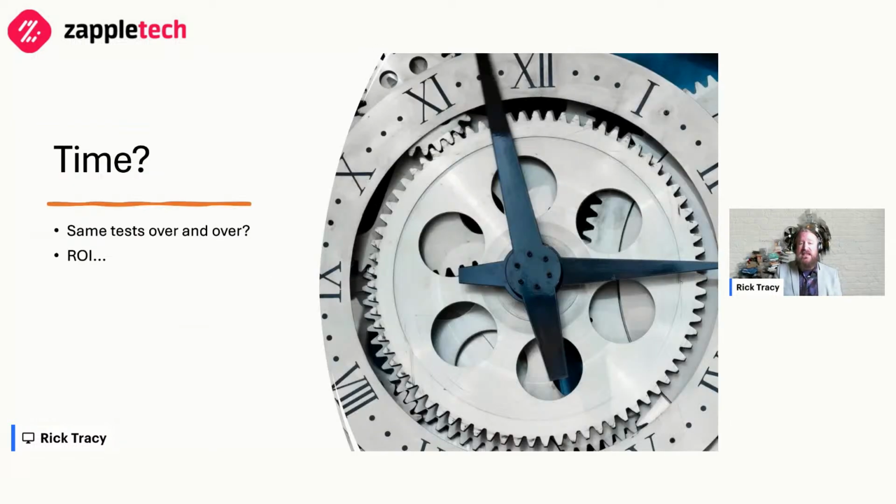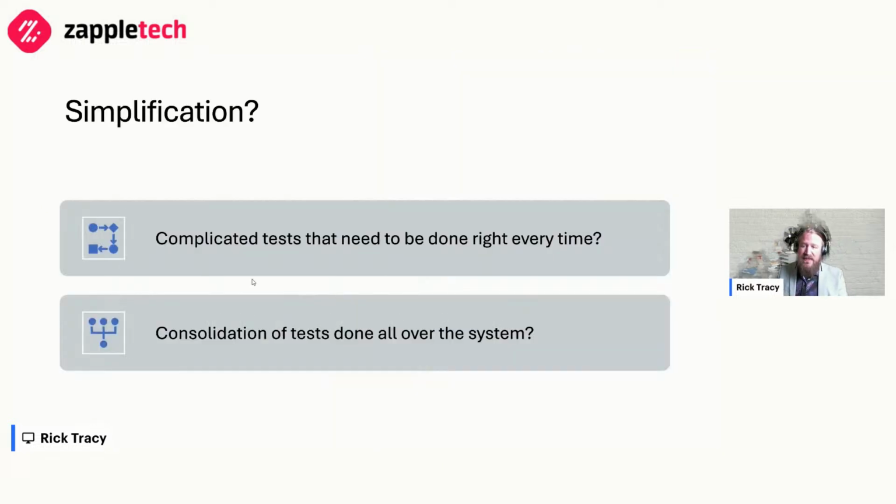Are we running the same tests over and over? That to me is a good time argument for automating because, well, return on investment is pretty high. But are we just running this test once and it takes a long time? Well, then it might not be as good to automate. Maybe we should just do it and leave it be. So the question then becomes, again, why are you automating? Is it money? Is it time?